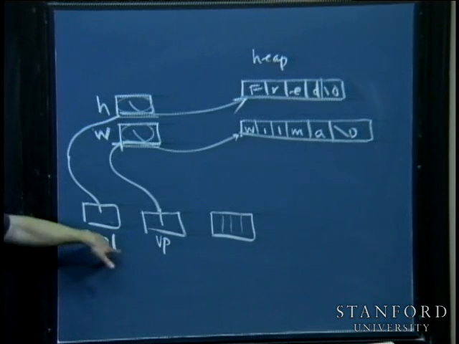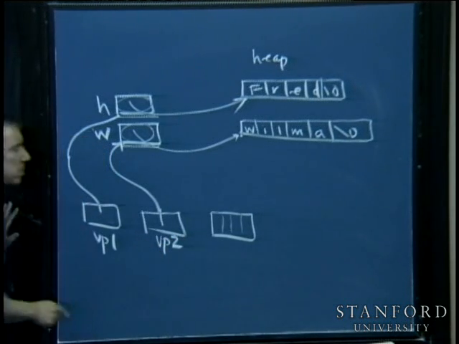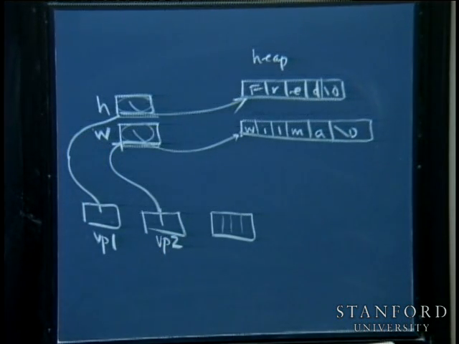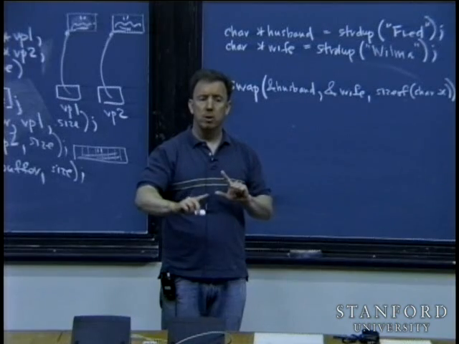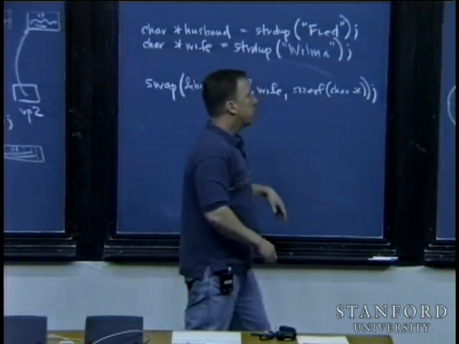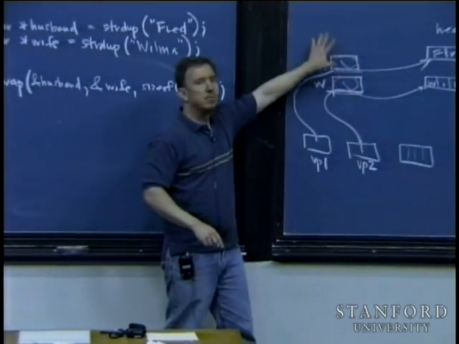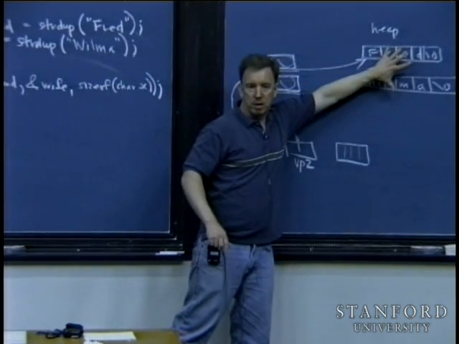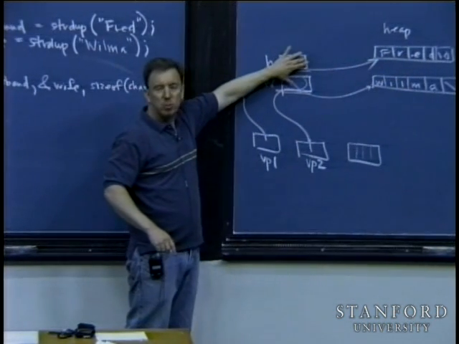Even though VP1 and VP2 recognize these addresses as generic void stars, I know that they're really char star stars. The way this works is this implementation forgets about the fact that there are these things over here, and it forgets that these things really are char stars.